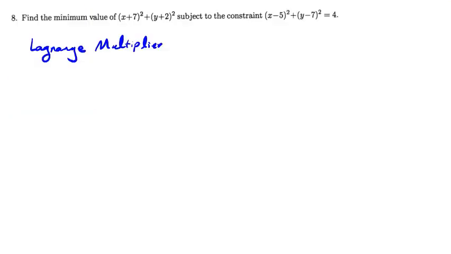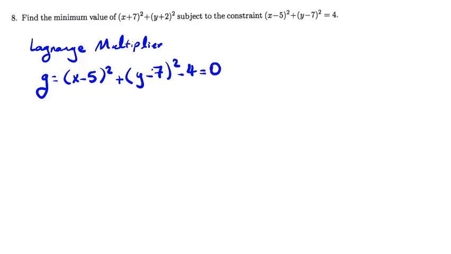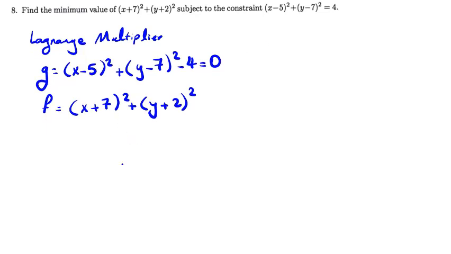Okay, so you consider g, this constraint, (x - 5)² + (y - 7)² - 4. You take all things to one side, so g equals 0. It is our constraint. Now f is our function that we want to find the minimum or maximum of. If there is no constraint, we can use differentiation. But when we have a constraint, we use this and say L equals f minus lambda g.